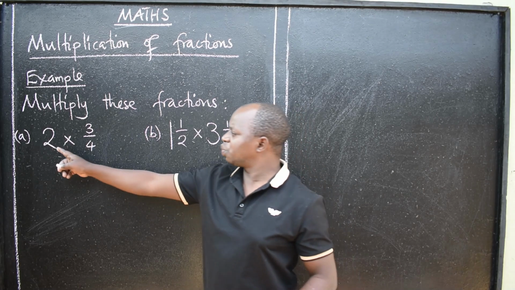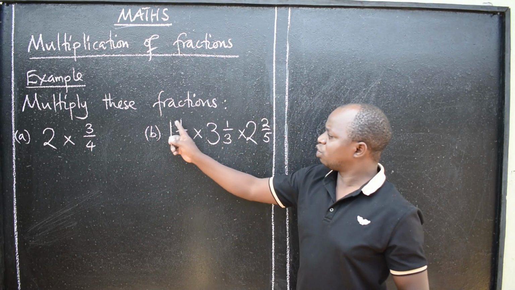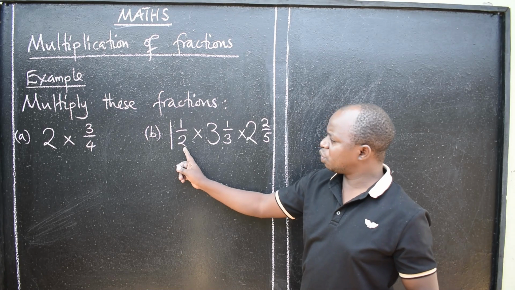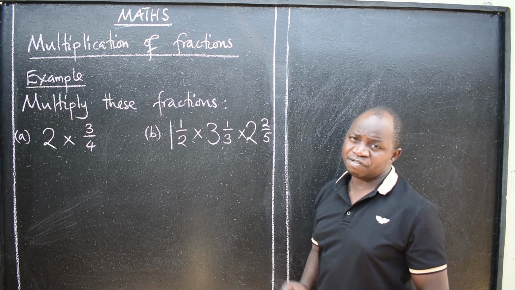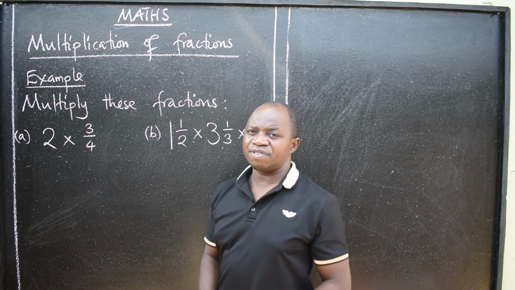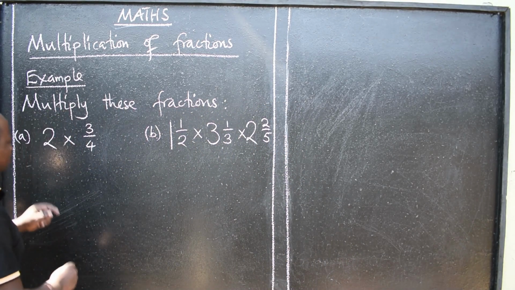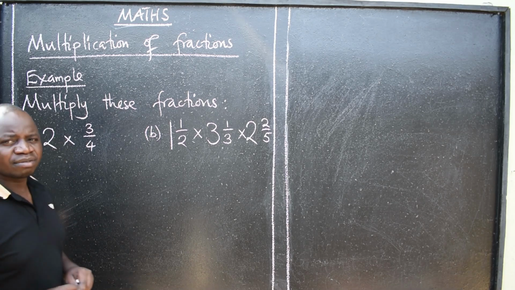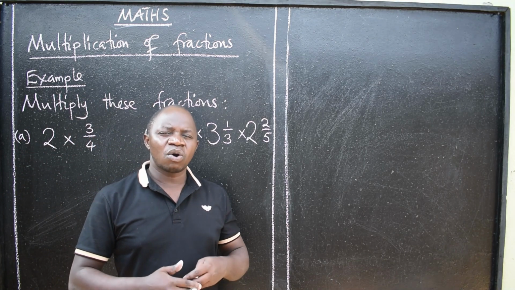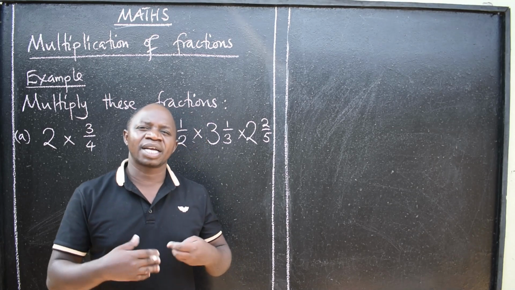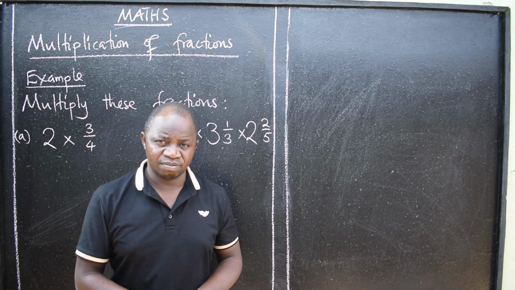The first one is 2 times 3 over 4. Then B is 1 and 1 over 2 times 3 and 1 over 3 times 2 and 2 over 5. Let's start with the first one, how you can multiply. When multiplying fractions, make sure that all the numbers that you are given are written in fraction form.